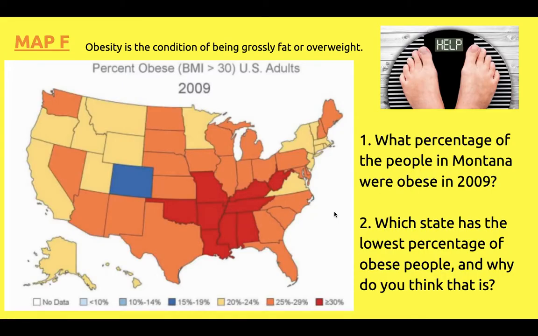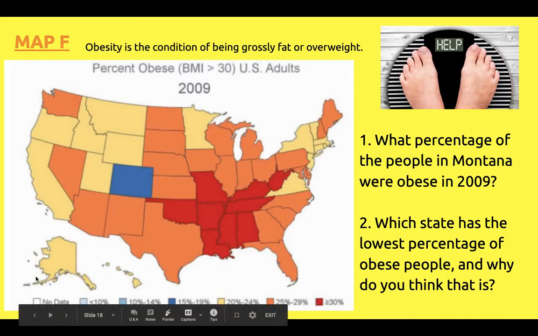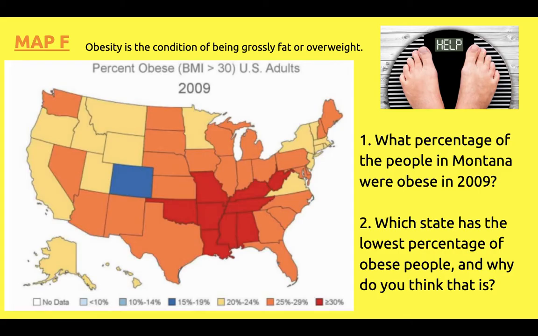Number 2 is asking which state has the lowest percentage of obese people and why do you think that is? So you're going to look for these lower numbers here and again reference to what state it is and then give a determination as to why you think that is, your opinion. It should be based on some factual data like what you know about the state and then give your guesses to what that is.